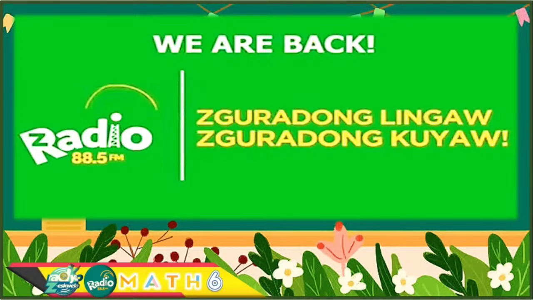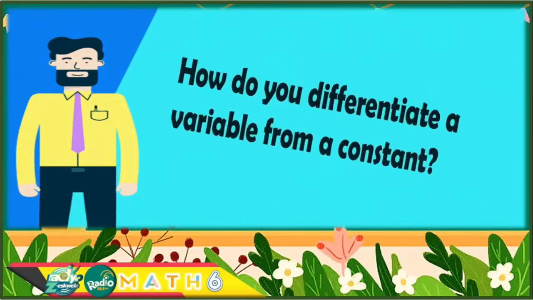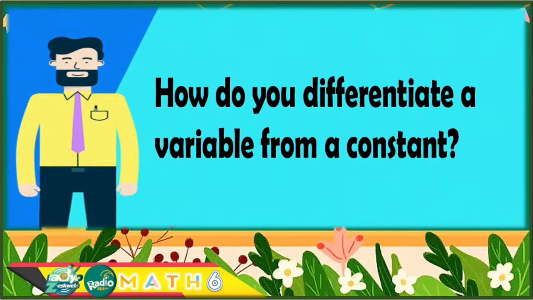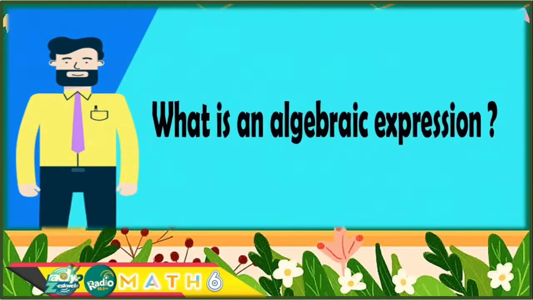Hello! Time to sit back and relax, for we are now in the last segment of our discussion. Recapping our subject matter as just a while ago, how do you differentiate a variable from a constant? What is an algebraic expression?